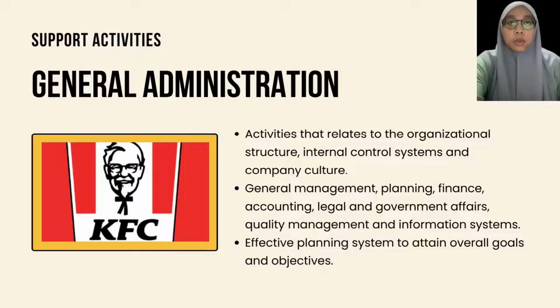General administration is also known as firm infrastructure. It relates to organizational structure, internal control systems, and the culture of the company, such as general management, planning, finance, accounting, legal and government affairs, quality management, and information systems. This administration typically supports the entire value chain and not individual activities. General administration is also one of the company's support systems to maintain the business's daily operation as well as the place for business decisions to take place. Therefore, an effective planning system should be considered to attain overall goals and objectives, or it will affect the company's overall performance.